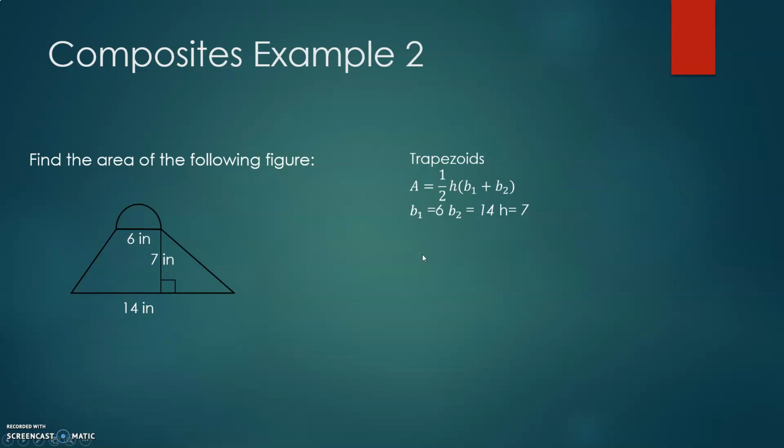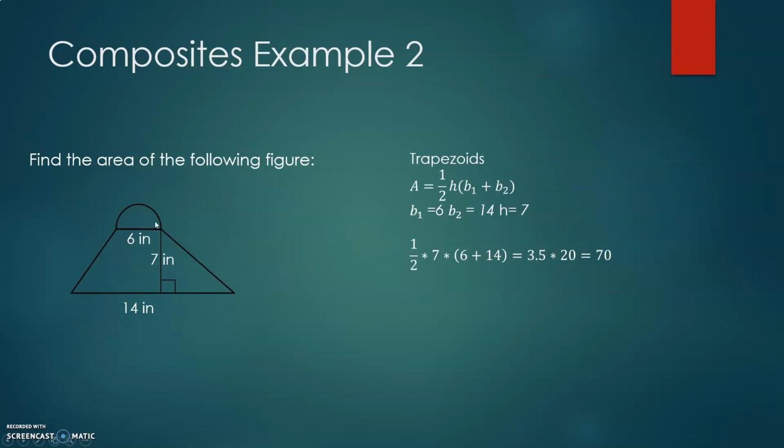So now to figure out that area, I have to do 1/2 times 7 times, and then in parentheses, 6 plus 14. Make sure you do that in parentheses, otherwise your order of operations will get screwed up and you'll get the wrong answer. So if you take 1/2 of 7, that's 3.5. We multiply that by 20, and that gives us 70 for our answer. So that gives us this large trapezoid.